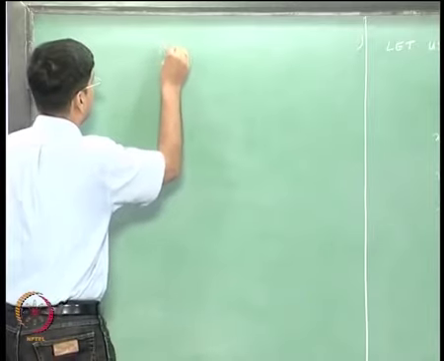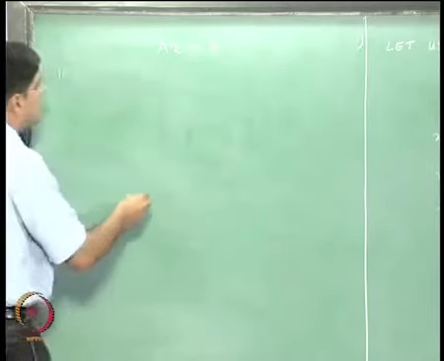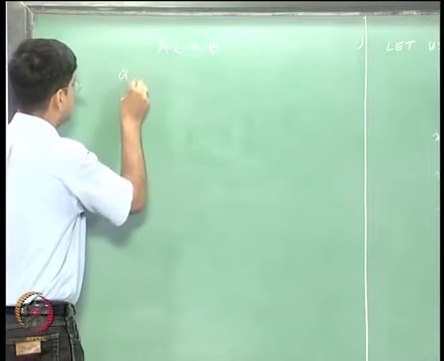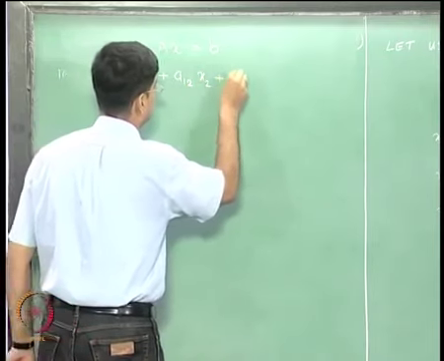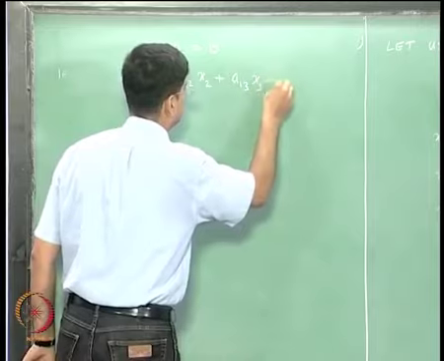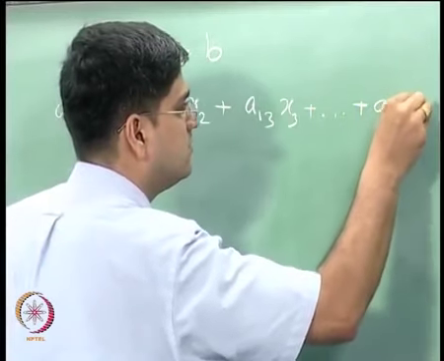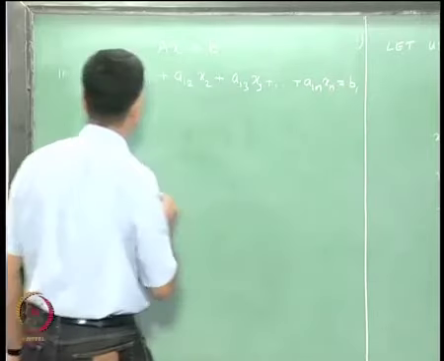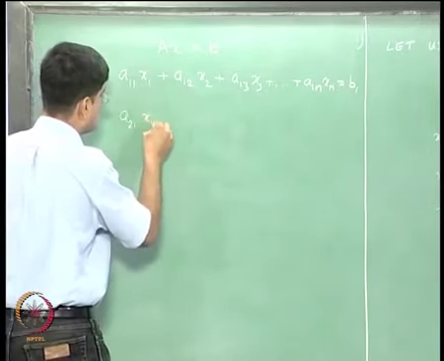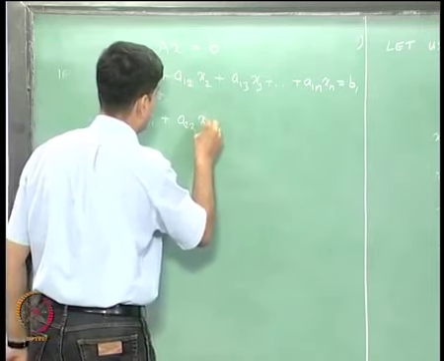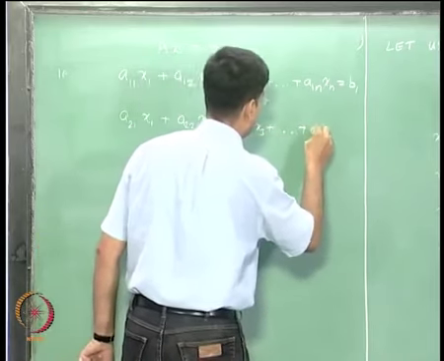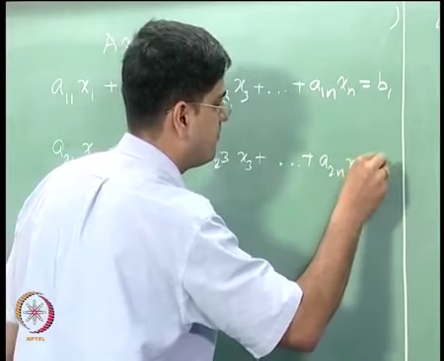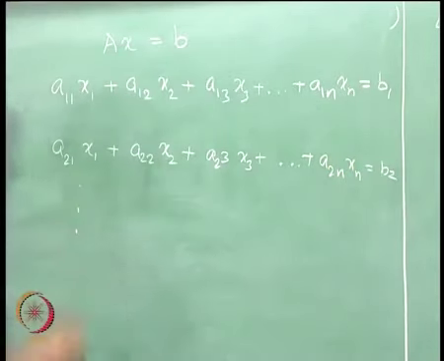We have the equation Ax equal to b, and we expand that equation. We can write this as a11 x1 plus a12 x2 plus a13 x3, and so on. We will essentially have n equations of this type.